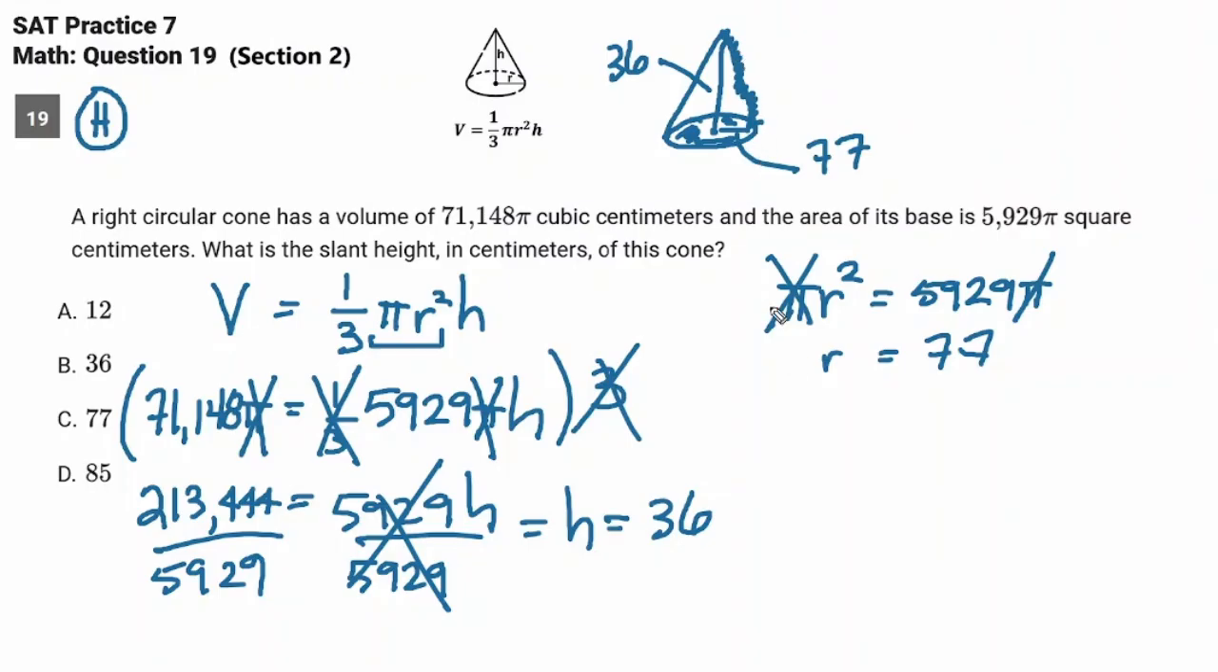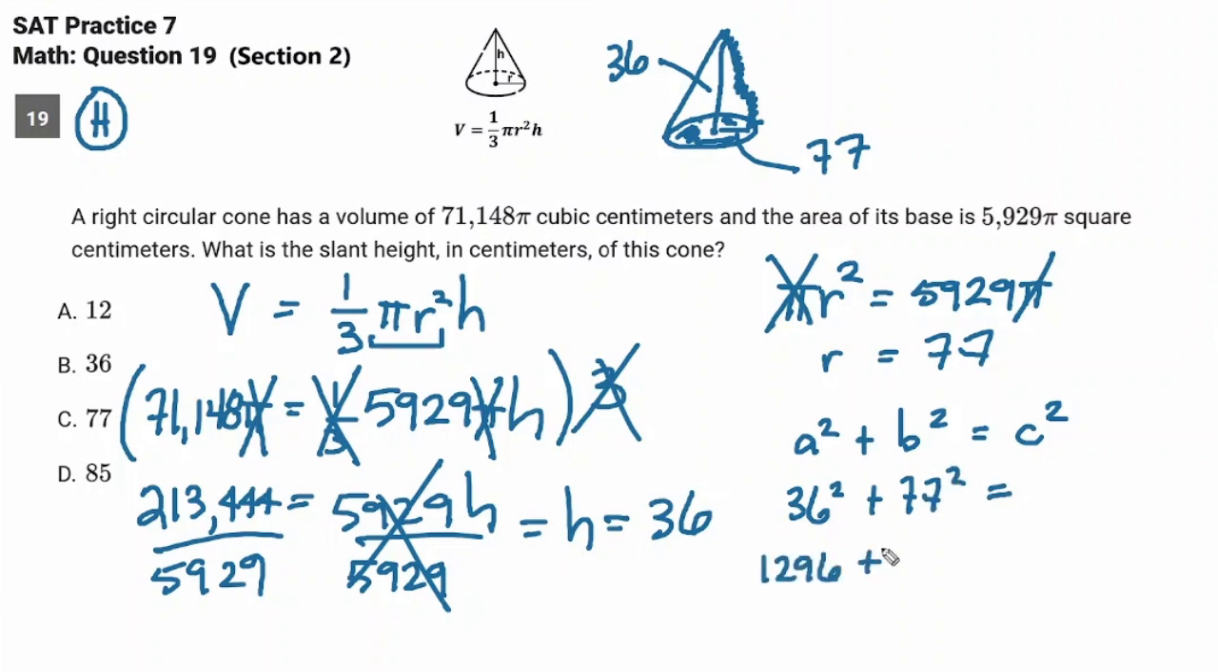How do you do it? You've got a right triangle here, right? So it's just a squared plus b squared equals c squared. 36 squared plus 77 squared. And you're going to see that 77 squared is 5929, which of course you kind of already had, but that's okay, no big deal. You're going to add them together, you're going to get 7225. So c squared equals 7225.